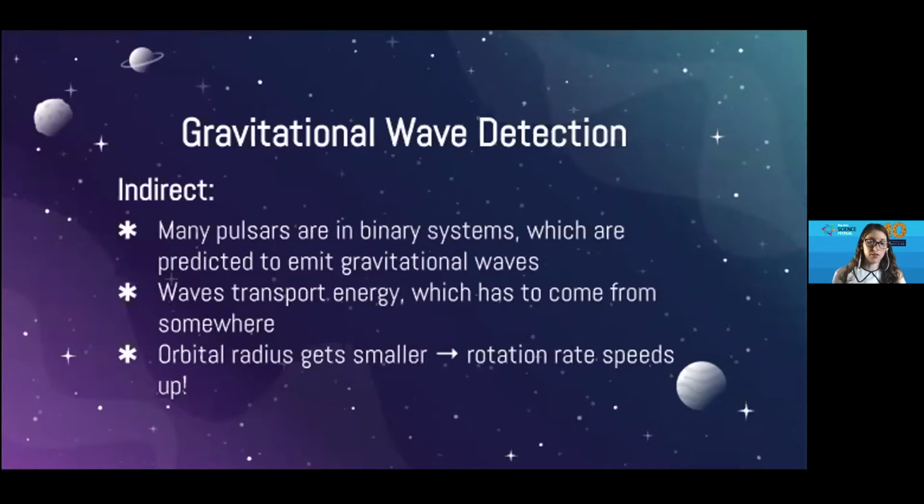As the gravitational waves take energy from the system, the pulsars start to get closer together and the rotation rate speeds up, which is what we can measure with pulsar timing.